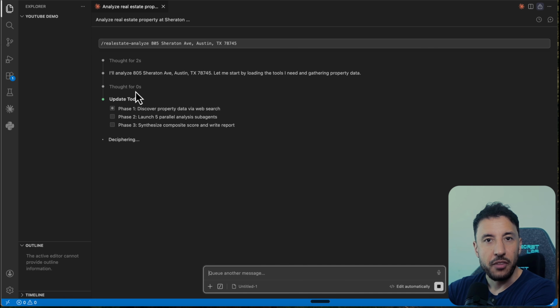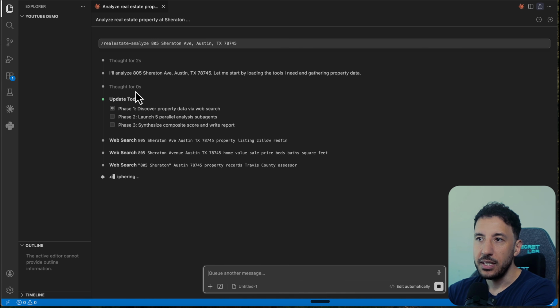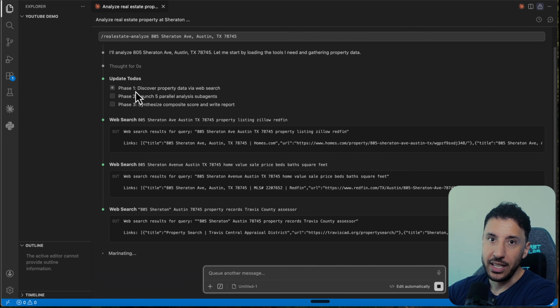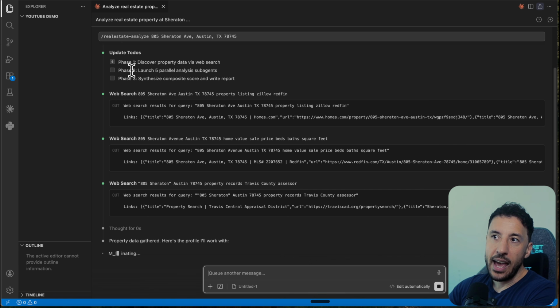And for those of you who are not familiar with skills.md, skills is basically a way to give Claude Code instructions for it to do something specific. Now you can create a skills file that's very long or very short, very simple or very complicated, right? So in this particular scenario, this Real Estate Analyze has 3 phases.